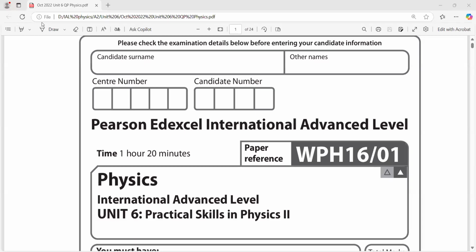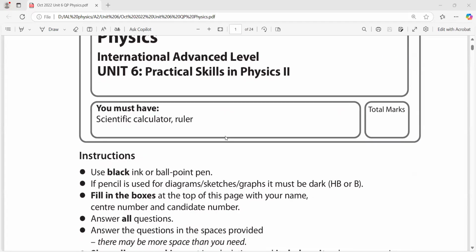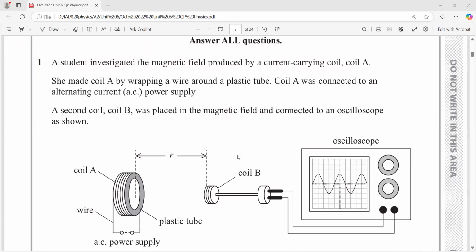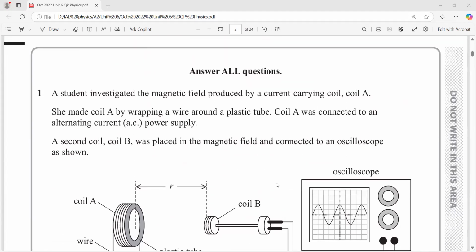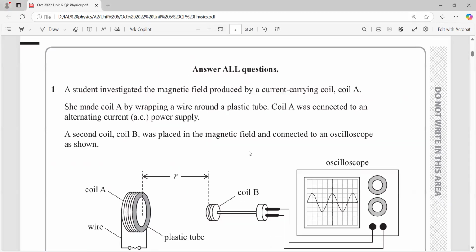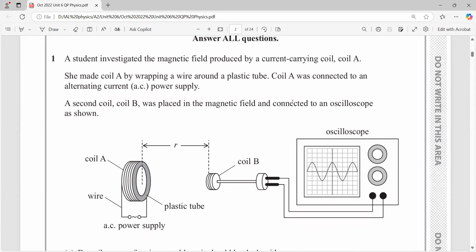So, October 2022, Unit 6. We'll start first with Unit 6, and then we'll discuss Unit 4 MCQs. A student is investigating the magnetic field produced by a current carrying coil, coil A. She made coil A, as you can see here, by wrapping a wire around a plastic tube.